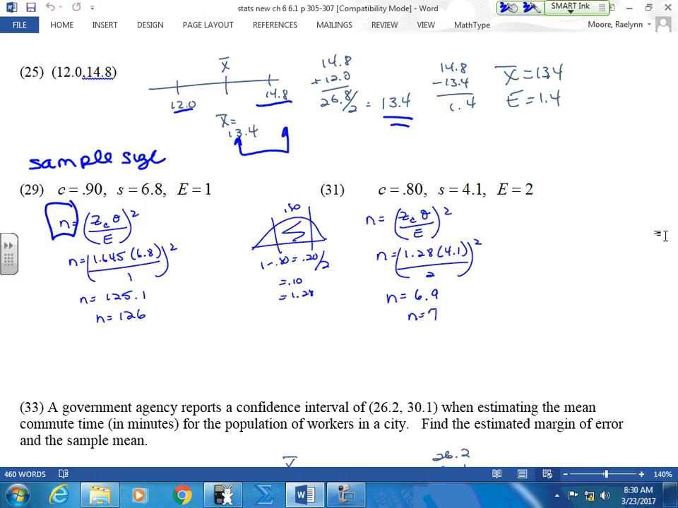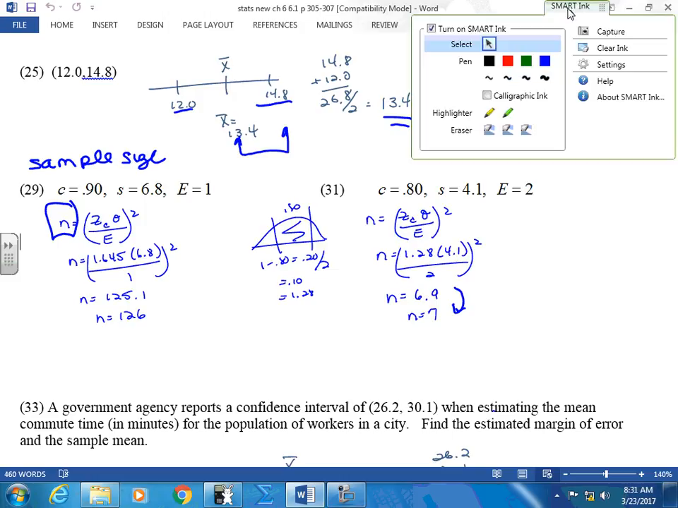And what is my rule of thumb? Round up. Because if I round down, I would have never hit 125.1. Even though it's so tiny, I wouldn't have hit it. This guy too. Again. And then when you do this, make sure you round up. Notice a margin of error of 1 is small. A margin of error of 2 is a little larger. So if you have more wiggle room, you don't need to be as exact on your sample. Try to make sense out of these, because they actually make sense.